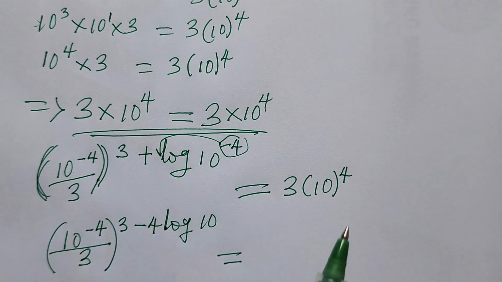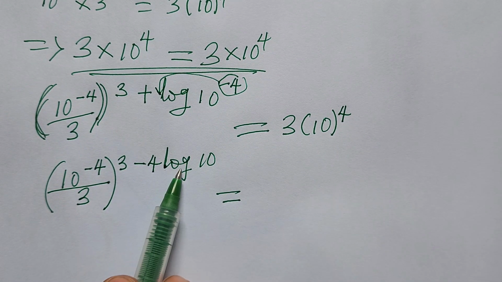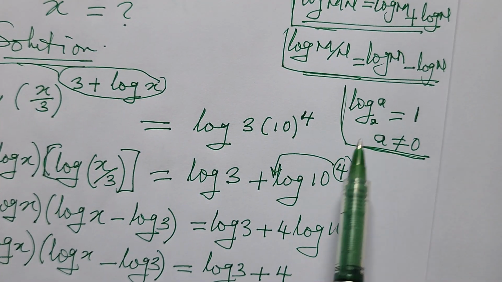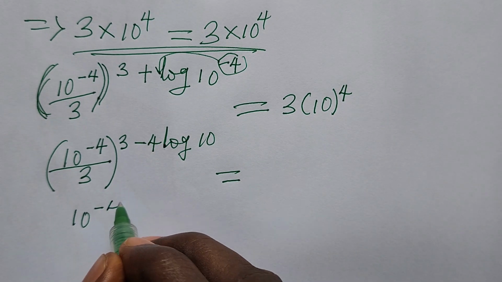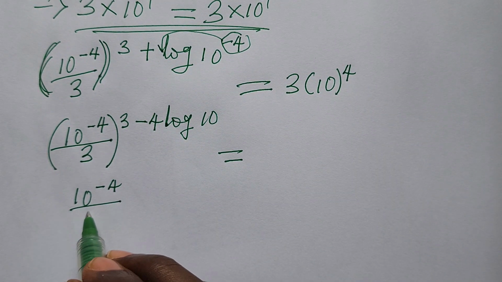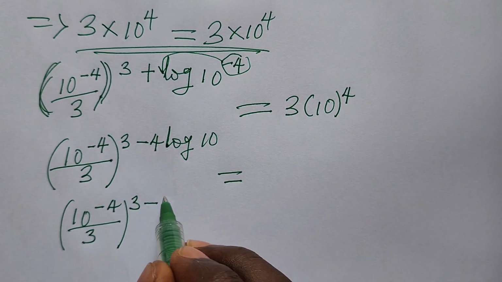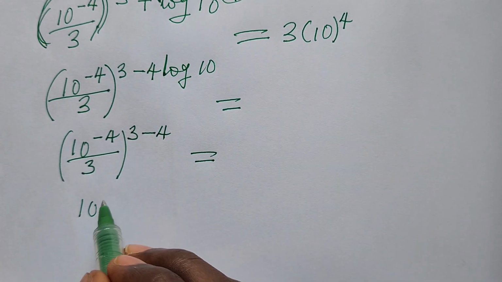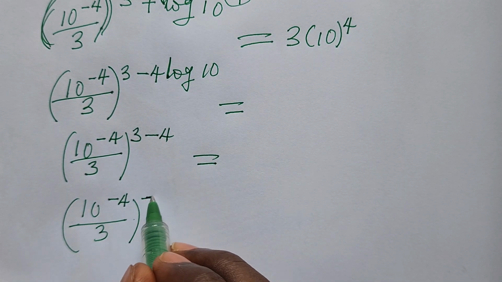So this is equal to, let's keep the right hand side. This is log 10 base 10, so this will give us 1. Remember the law we did the other time. Look at the law here. It says that log a base a is 1. So this will now give us 1. So we're going to have 10 to the power of minus 4 all over 3, all to the power of 3, then minus 4. This will be equal to, if we subtract here, 10 to the power of minus 4 all over 3, close bracket, to the power of minus 1.